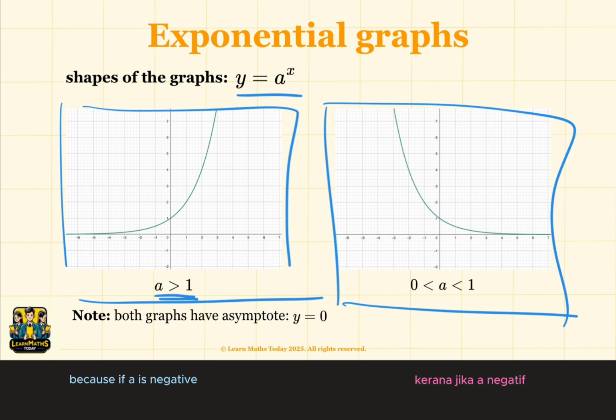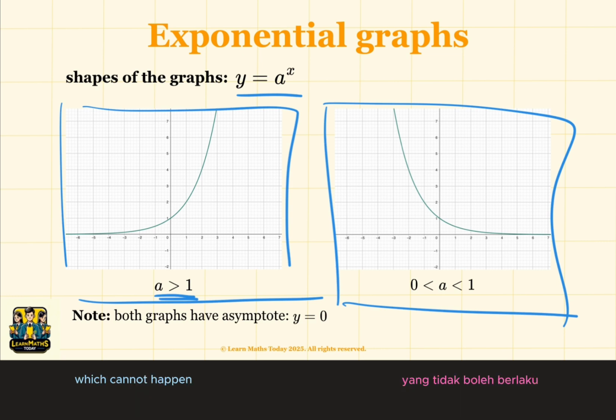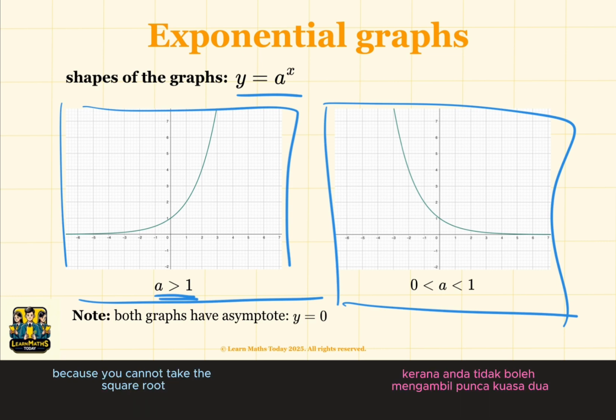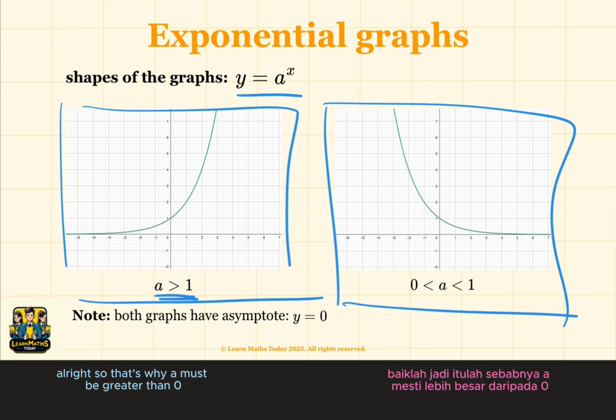Because if a is negative, let's say a is minus 5, then this wouldn't be a function. Because if let's say x is half, then y will become negative 5 raised to the power of half. So y equals square root of minus 5, which cannot happen because you cannot take the square root of a negative number. You won't get a real result. Right? So that's why a must be greater than 0.